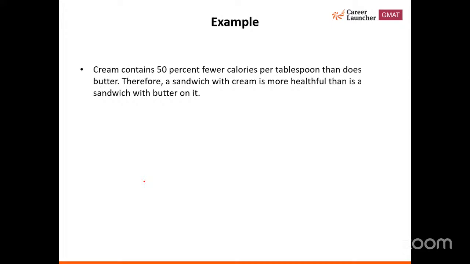Now, here, for example, let's have a look at this argument, everyone. Please go ahead, have a look at it. Can you tell me what seems to be the conclusion here, everyone?